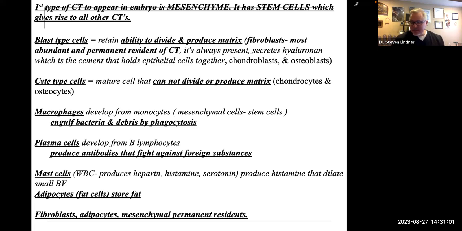Adipose cells, adipocytes, are involved in storage of fat. And again, remember the permanent residents are fibroblasts, fat cells or adipocytes, and mesenchymal cells. These are all permanent residents.